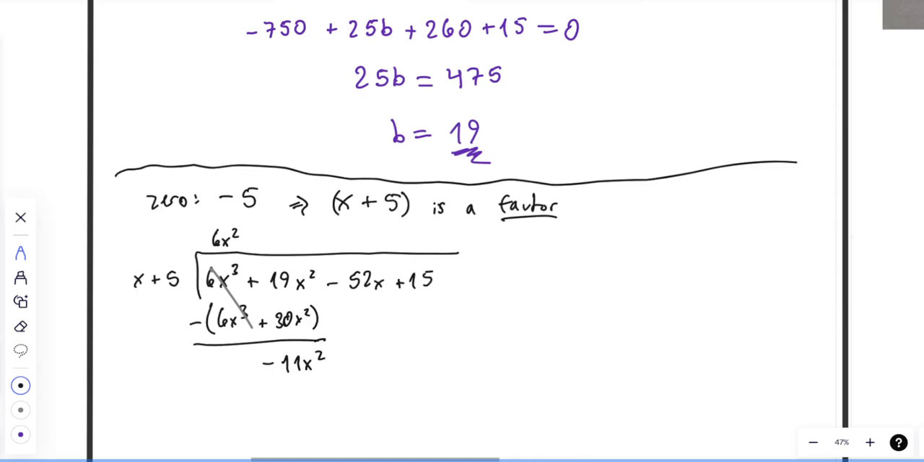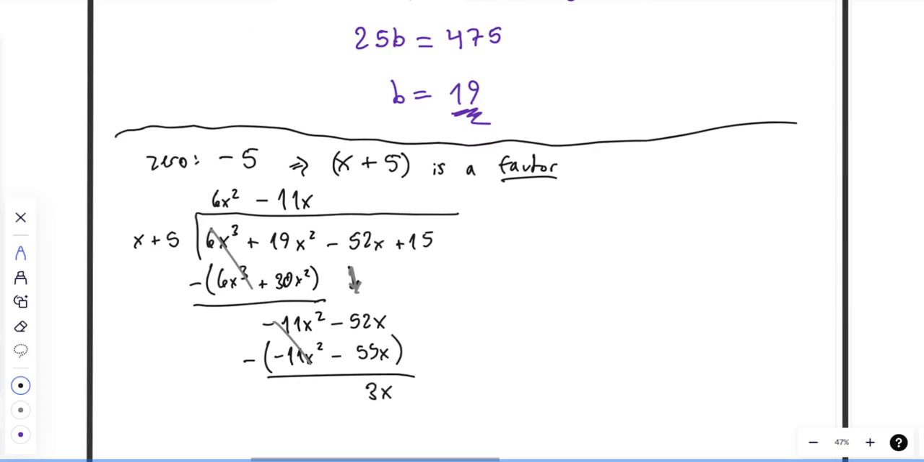So how many times does this go into -11x squared? It's going to be minus 11x times. And if I multiply this and this together and subtract that out, we make sure to bring this term down as well. We're going to get -11x squared minus 55x. Subtracting these terms from each other, they cancel out. Subtracting a -55x is like adding 55x. So that'll give us 3x.